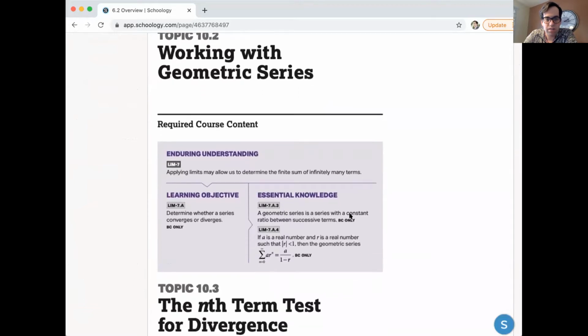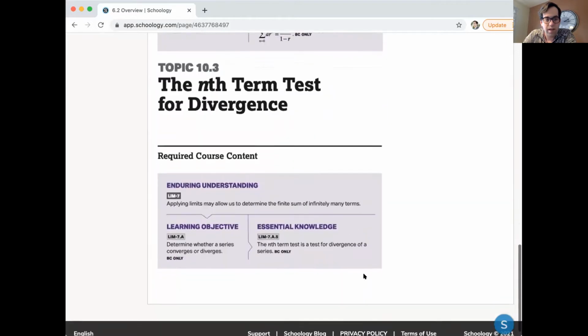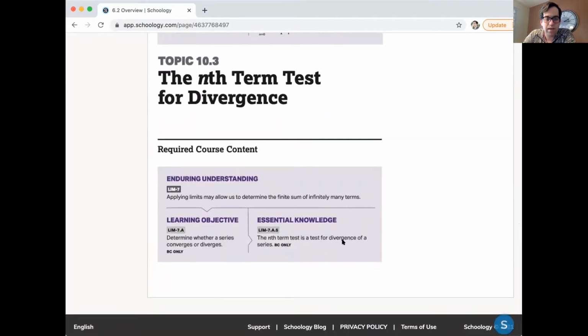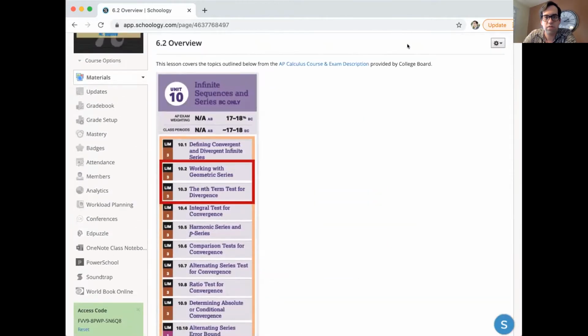A geometric series is a series with a constant ratio between successive terms. We talked about that with sequences back in the first lesson of our unit. And then in the intro worksheet for this lesson, you saw some more details about geometric series. And then the nth term test is a test for divergence, and I'll show you what that means when we get there. So that's just a little bit of a preview. Let's switch over to the notes.